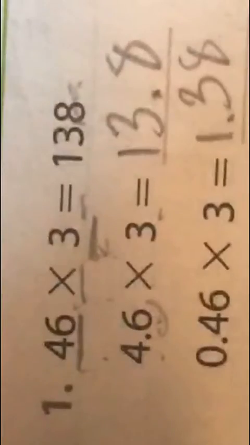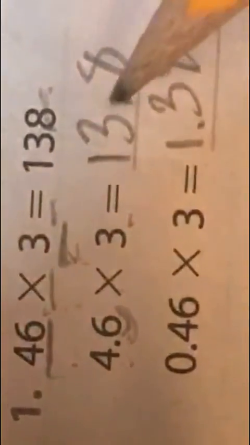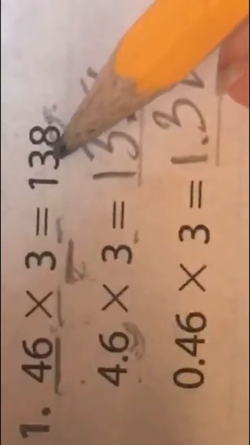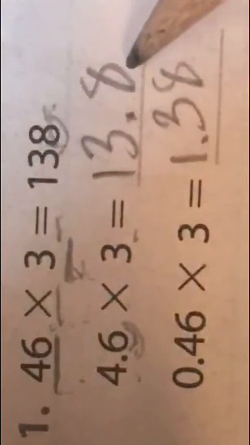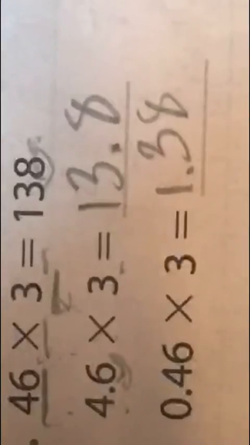Do you get it? So how many spaces? So this is 1. So we have to take our original answer and go 1, put a decimal right there, and that answers that, but with a decimal. Same thing with 0.46 times 3.